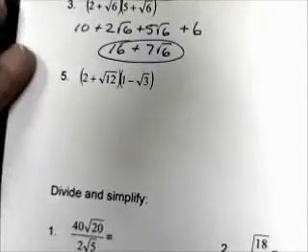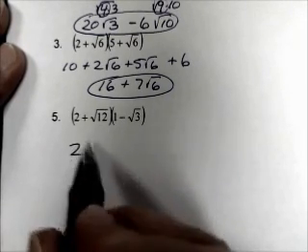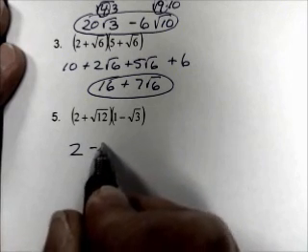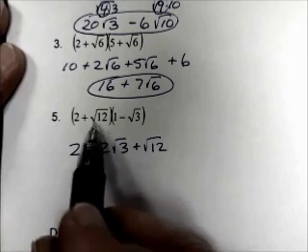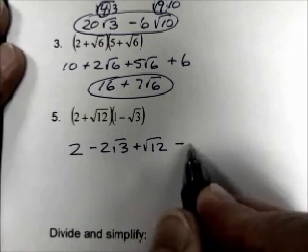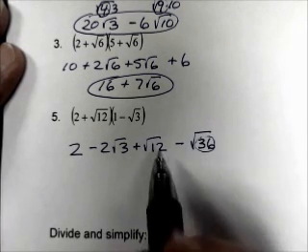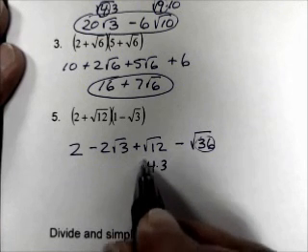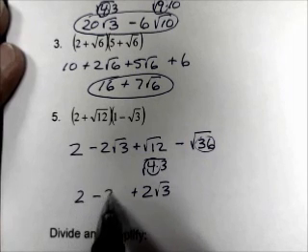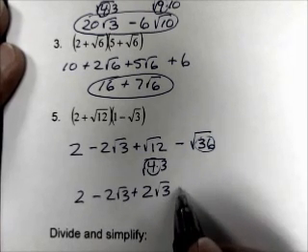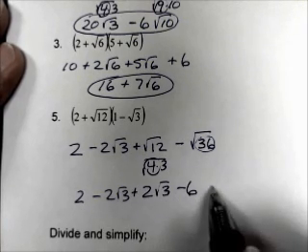Number 5. 2 times 1 is 2. 2 times negative square root of 3 is negative 2 square root of 3. Square root of 12 times 1 is the square root of 12. And square root of 12 times negative square root of 3 is negative square root of 36. That's perfect. And square root of 12 needs to be simplified into 2 square root of 3. So I have 2 minus 2 square root of 3 plus 2 square root of 3 minus 6. These combine to be 0, and 2 subtract 6 is negative 4.